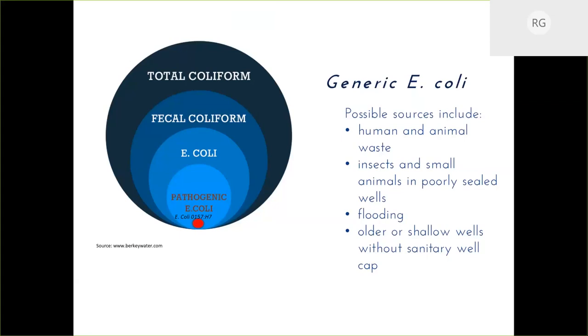So the reason that E. coli is measured for FSMA and for GAPs is to serve as an indicator. It indicates if there could be other types of bacteria that are human pathogens that can make us sick.